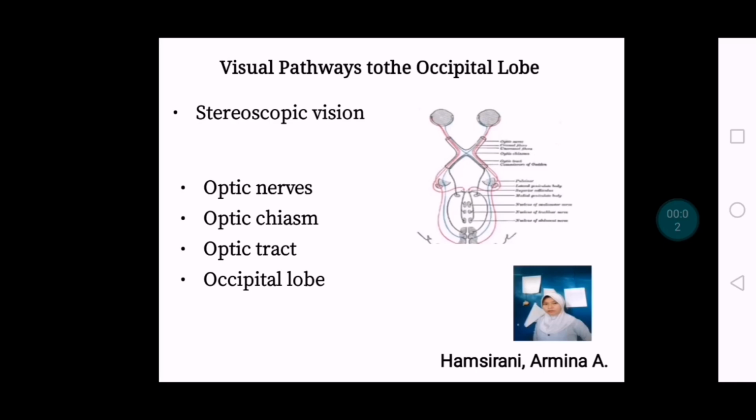The visual pathways to the occipital lobe comprise the optic nerves, optic chiasm, optic tract, optic radiation, and the visual cortex in the occipital lobe. Nerve impulses arising in the retina travel via the optic nerves to the optic chiasm. The visual pathway begins with photoreceptors in the retina and ends in the visual cortex of the occipital lobe. The photoreceptors are cells of two types, rods and cones.